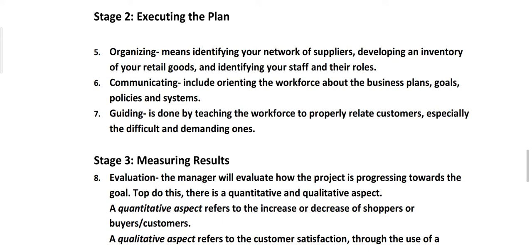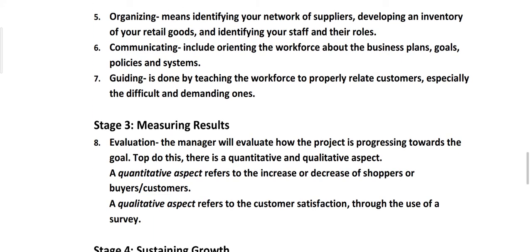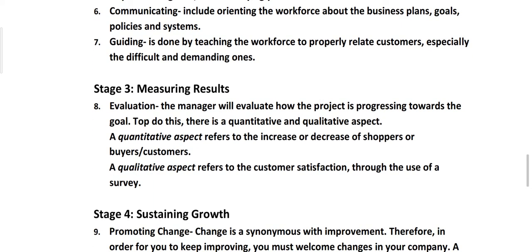Next, guiding is done by teaching the workforce to properly relate customers, especially the difficult and the demanding ones. Okay? So usually this one usually may proper training naman na ginagawa on how the employee should treat the customers. Okay? So, lalo na dun sa mga medyo techy na mga customers, masyadong mapipili ba, mga ganon. Mga demanding customers.